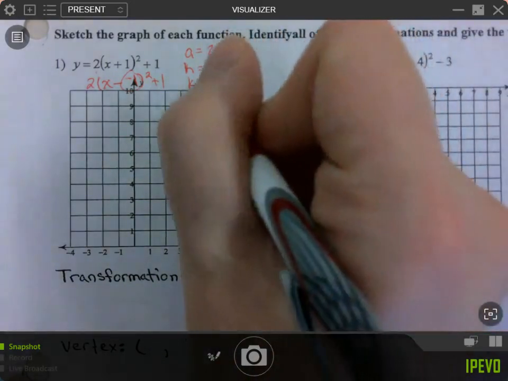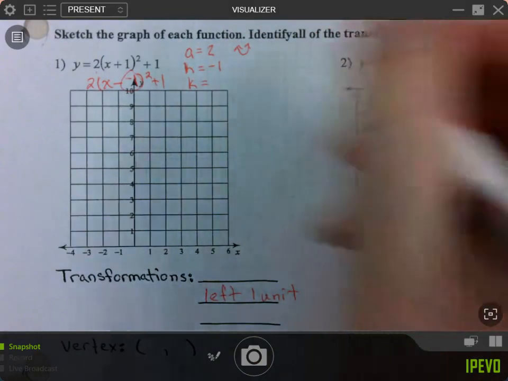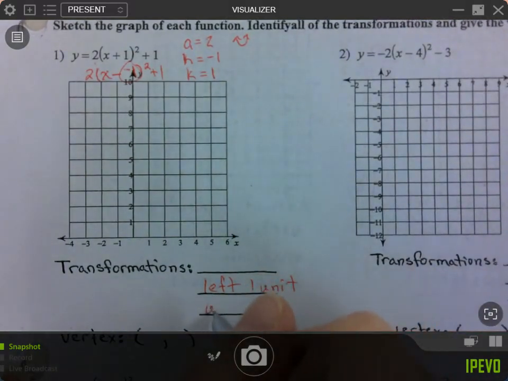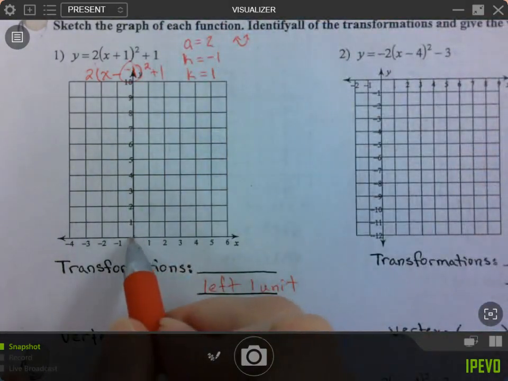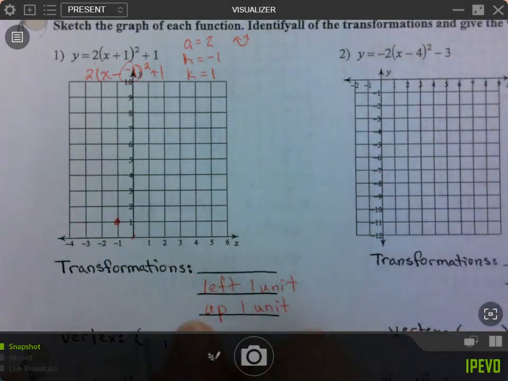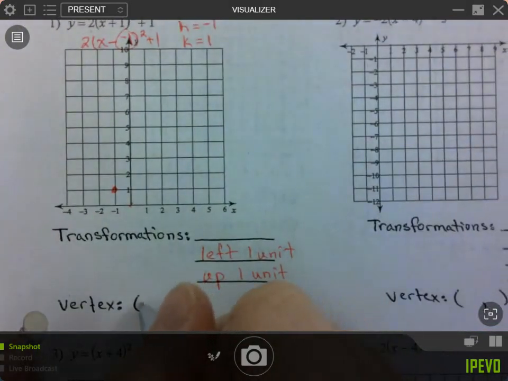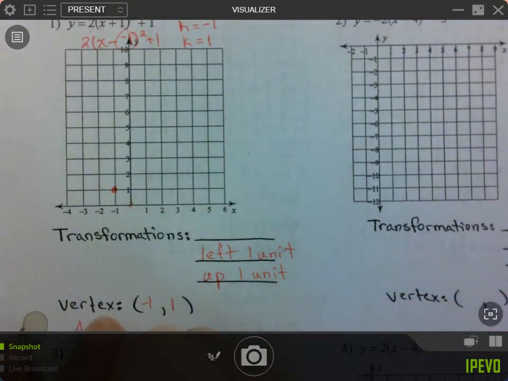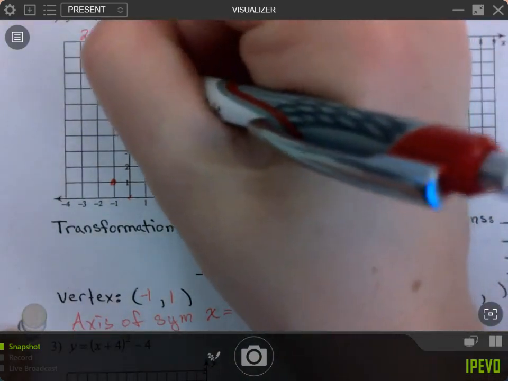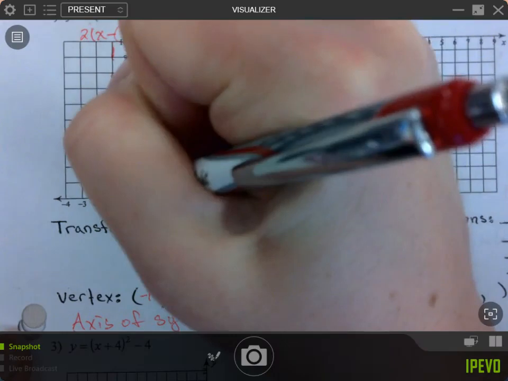Okay, what's the k value? Just a positive 1. So that does what? Moves it up 1 unit. So what's my vertex? If we took the parent function at 0, 0, we went left 1 and up 1. What's my vertex? -1, positive 1. I know it doesn't ask this, but what's the axis of symmetry? You don't have to do any work. What is it? X equals, right? X equals -1. So I would have that dashed line coming here.